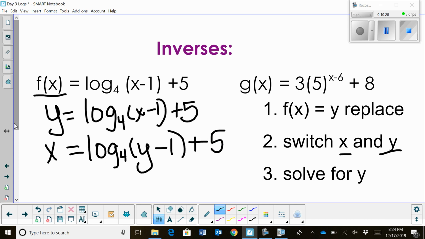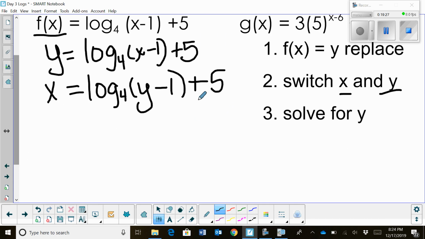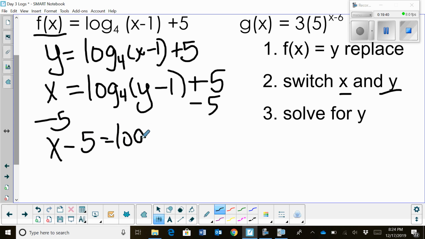Now let's just solve for y. So we need to get y by itself. So let's first isolate the log. So that means I'm going to move the 5, so that logarithm can be on the same side by itself. So it can be log base 4 of y minus 1. Okay, now I've isolated the logarithm. It's on that side by itself. Log of the base, log base 4 of some quantity.